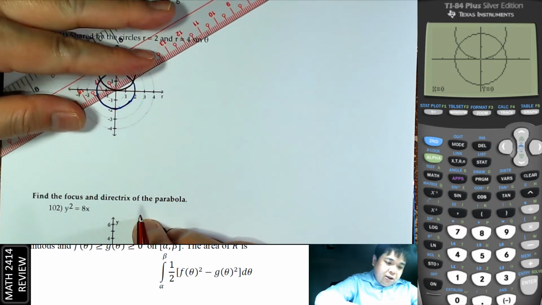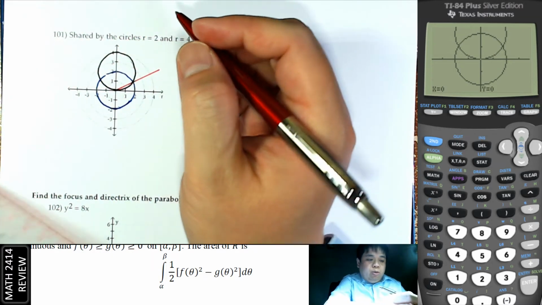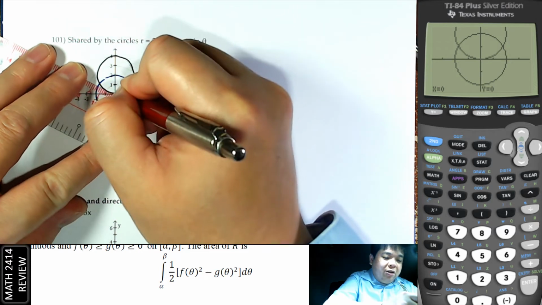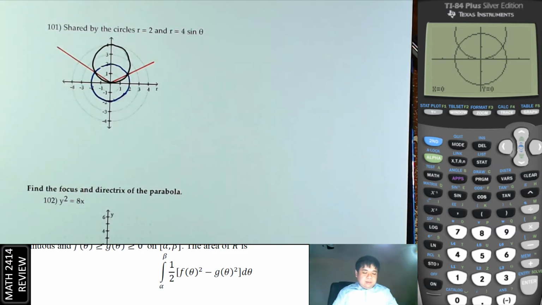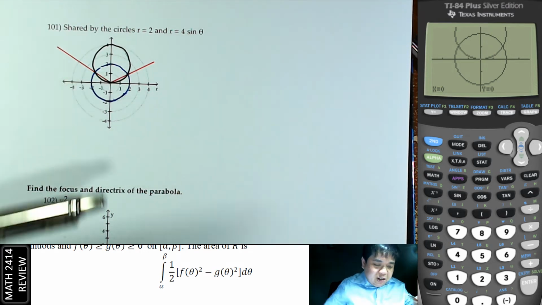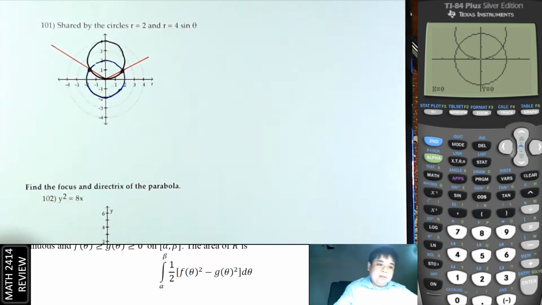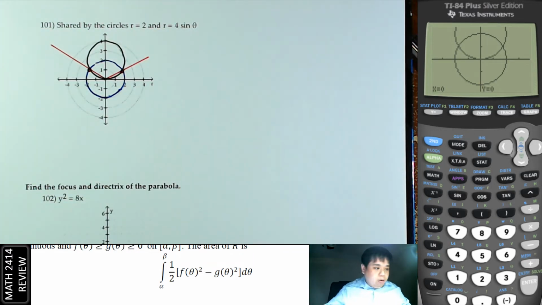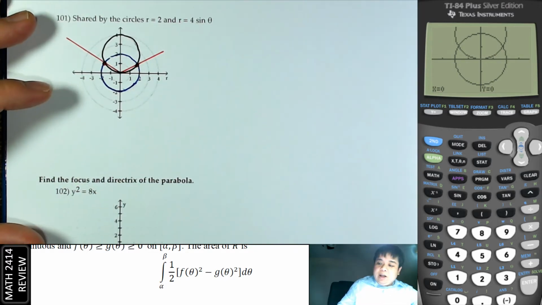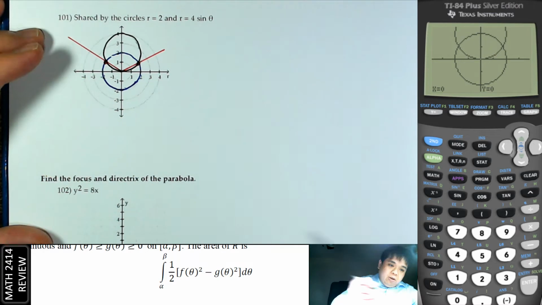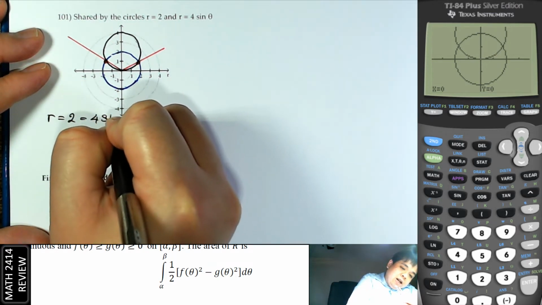Oh, this will be complicated. We won't be able to find the area. We're just going to set up. First, we find the intersection. This intersection. Right, so I will write as follows. The intersection is where these two are equal, right? So I'm going to set r equal to 2 equal to 4 sine theta.